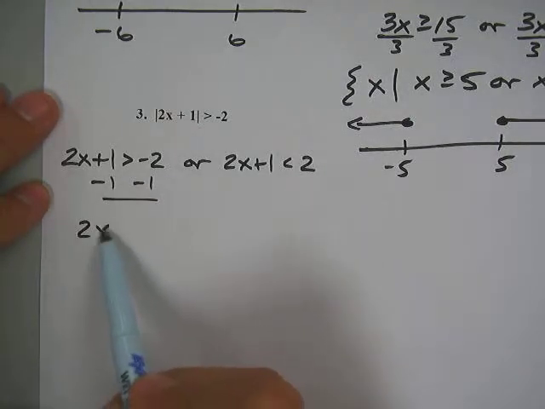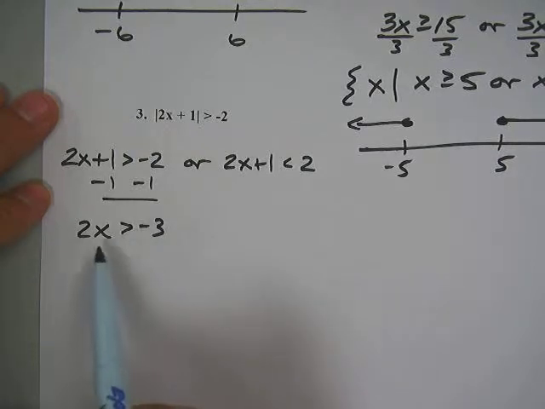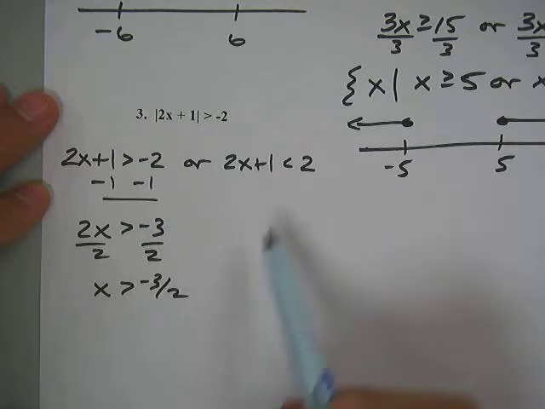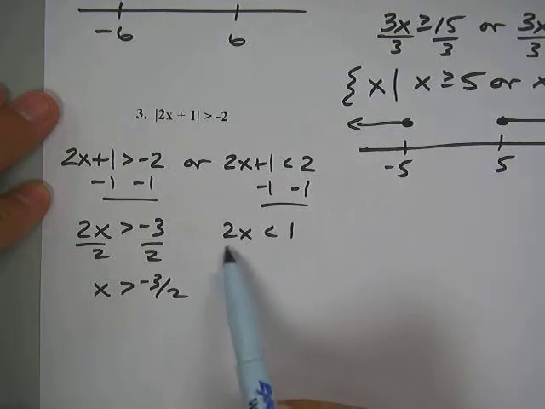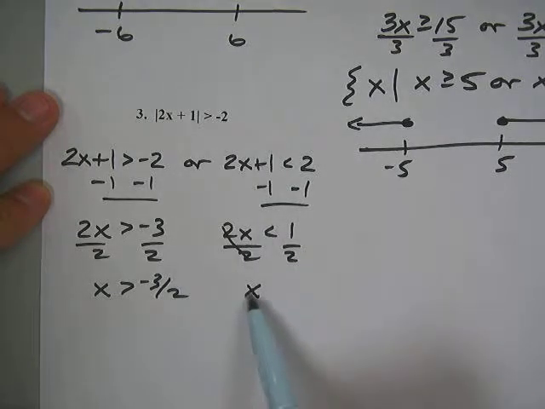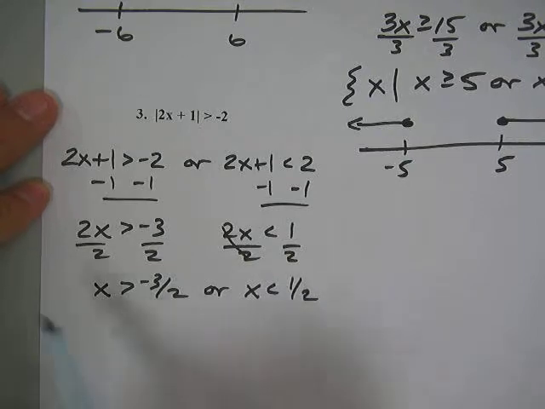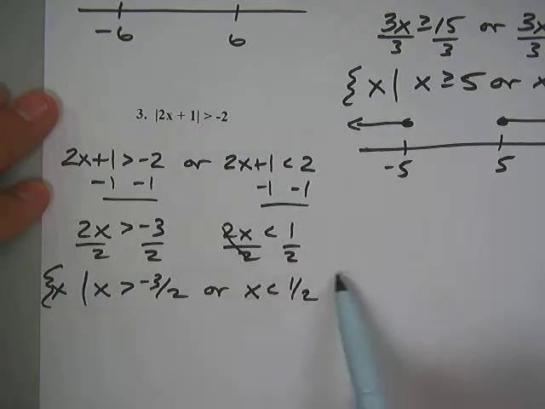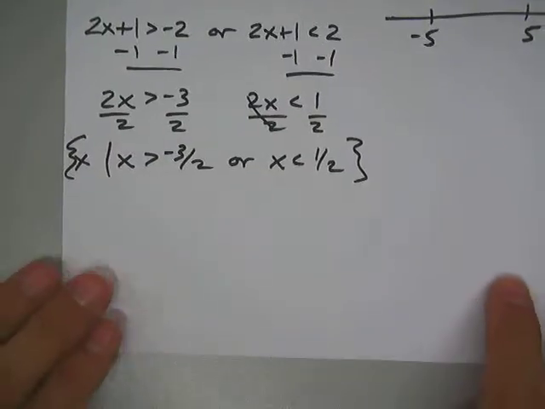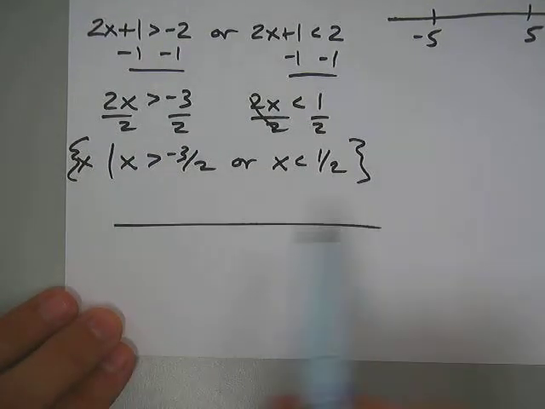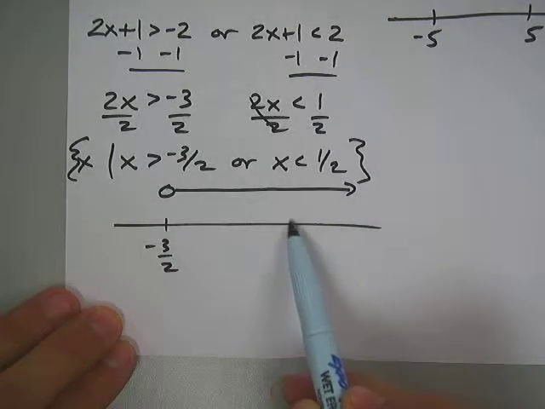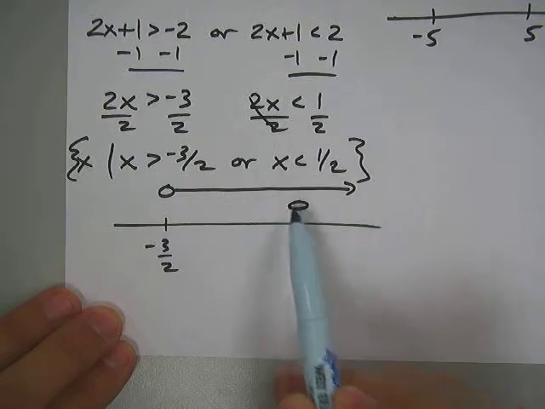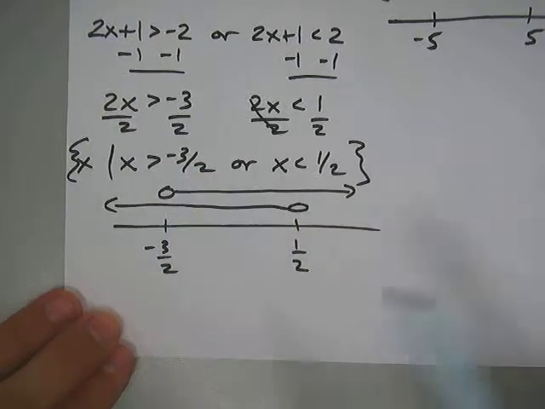2x plus 1 is greater than -2, or 2x plus 1 is less than +2. So I switched my sign and negated. So subtract 1. 2x is greater than -3. Divide by 2. X is greater than -3/2. Over here, I'd subtract 1. 2x is less than 1, I would divide by 2. X is less than a half. Now it's OR in between. So solution sets. Okay, so let's take a look.